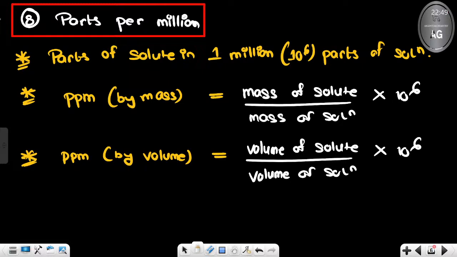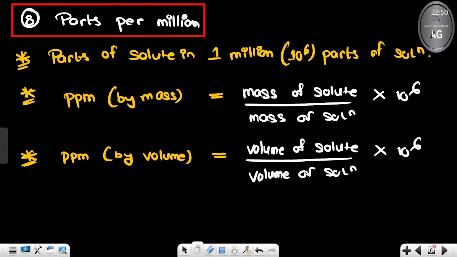When we are expressing percentage, whether weight by weight percent, volume by volume percentage, or weight by volume percentage, we are multiplying by 100. So we have just changed our reference point. We were discussing till now how much solute we are dissolving in 100 gram or 100 ml. Now we have changed the perspective. Instead of 100 gram, we are taking 10 to the power 6 parts, that is 1 million parts. Why? Because the quantity of the solute that is dissolved is very less as compared to the total mass of the solution.